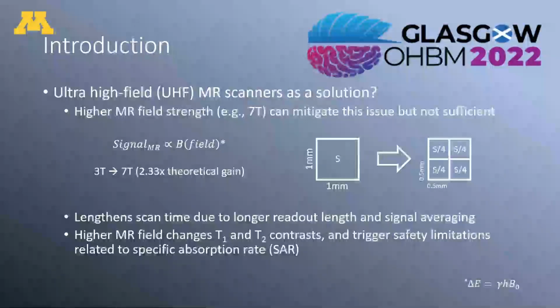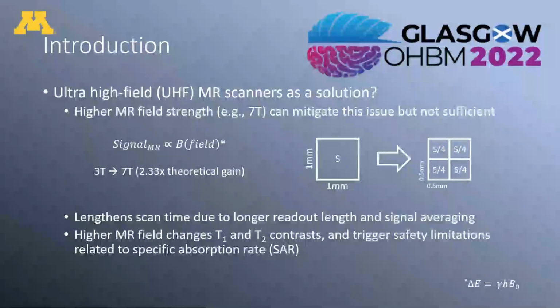Now, one of the ways to rectify or alleviate this is to use higher magnetic field scanners, such as 7 Tesla ultra-high field scanners. The theoretical polarization of protons is directly proportional to the field strength, so ultra-high field will have better SNR. But then the gain alone would be insufficient in the increases in the smaller volume.